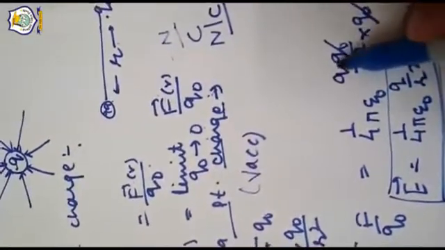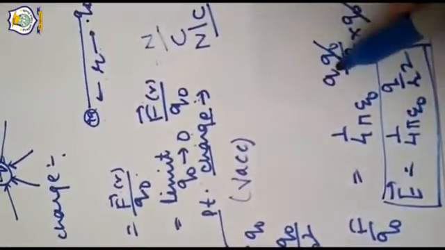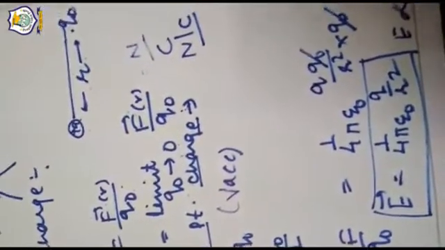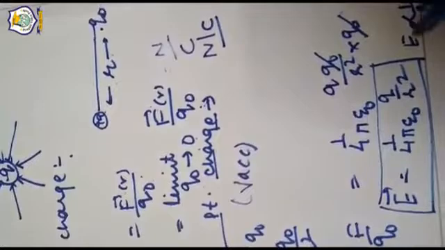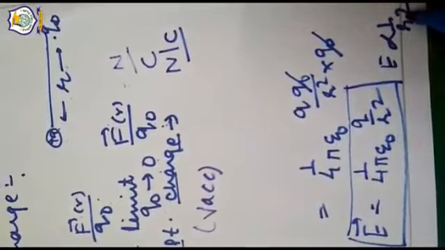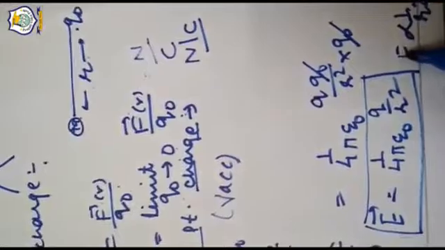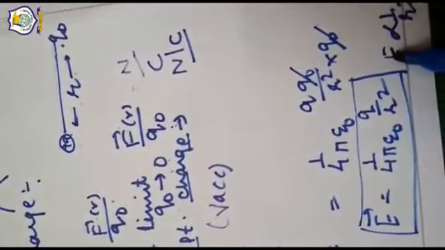So 1 upon 4 pi epsilon naught Q Q naught upon r square into 1 upon Q naught. Just put the value of F. Q naught will get cancelled. So what is left? E is equal to 1 upon 4 pi epsilon naught Q upon r square. Now from this formula, we can easily see that E is inversely proportional to r square. Means if r is increased by 2, then electric field intensity will decrease by 4. If it is increased by 3, electric field intensity will decrease by 9.